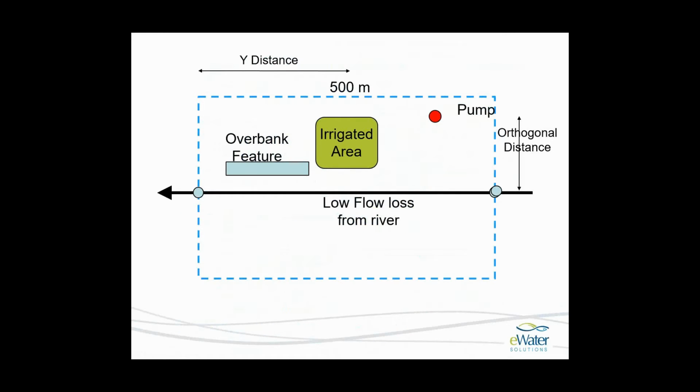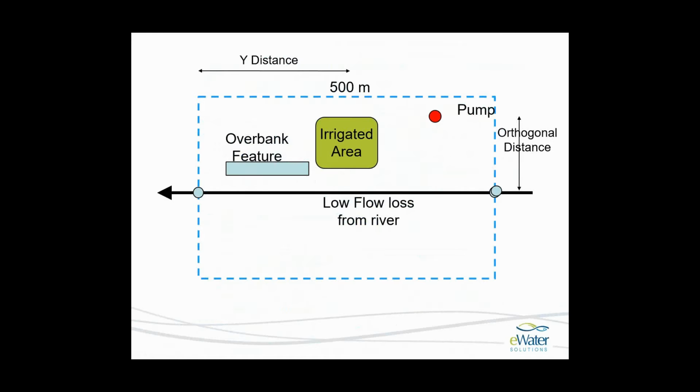So I'm going to now step through a small live demonstration of how you might enter these features into a Source model. And the features that I'm going to add into the model are a groundwater pump, a small irrigated area, an overbank feature that's a depression or a low point in the floodplain that might fill with water during high flow events, and this low flow loss, continual loss from the river, I will add in as well.